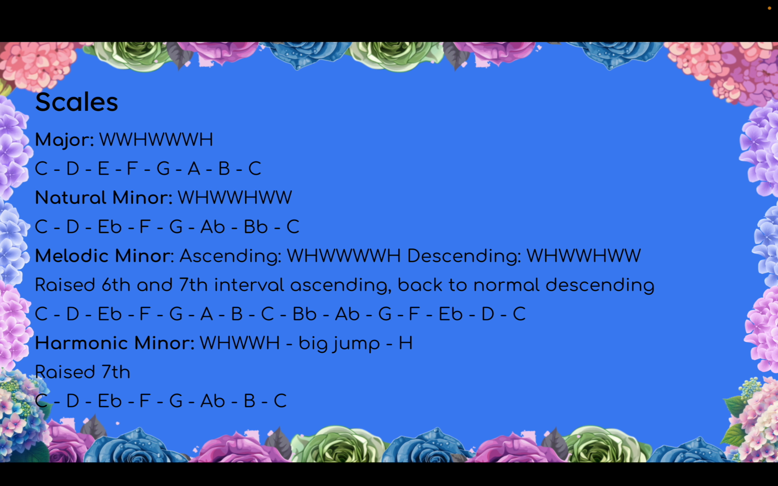So for example, in C harmonic minor, you know, it has that oriental sound, and then for the big jump, it's just a minor third, and then you have a raised seventh, which is B flat to a B natural. So yeah, those are the main scales you should know.